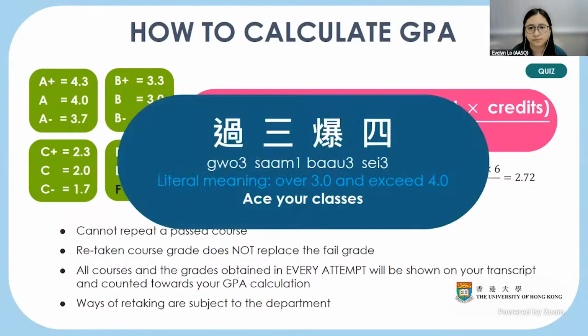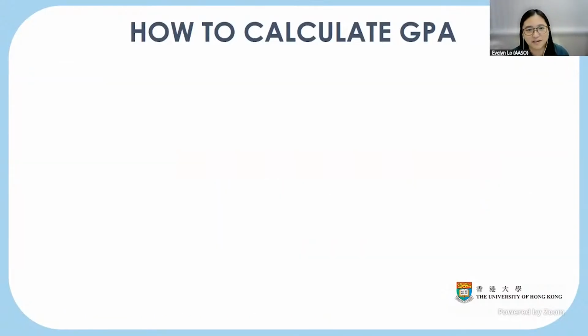It depends. And so when we always talk about 過三爆四, you'll hear about that later. So 過三 means over 3, 爆四 means exceed 4. So 過三爆四 is a good wish for you to ace your classes. So I do hope you guys get 過三爆四 for your GPA in the upcoming semester.